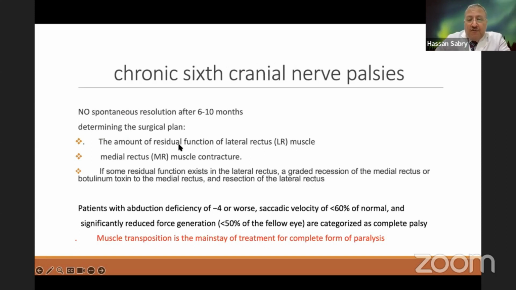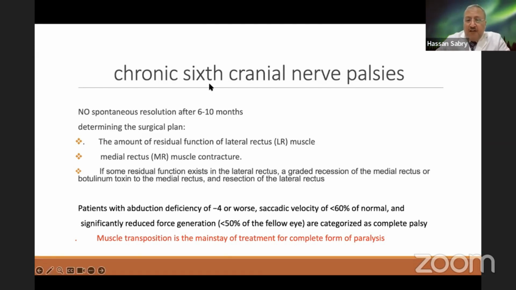Sometimes you can use botox. But evaluation for surgery after 6 to 10 months of no improvement depends on the amount of residual function of that rectus muscle and presence of contraction of the medial rectus muscle. When you decide that this patient will need surgery, you have to evaluate the medial rectus and lateral rectus. If there is still good function of the lateral rectus muscle, you can do resection of the muscle accompanied by either botox injection of the ipsilateral medial rectus or resection of the contralateral medial rectus. But if there is complete paralysis, at that time you need to do what we call transposition.